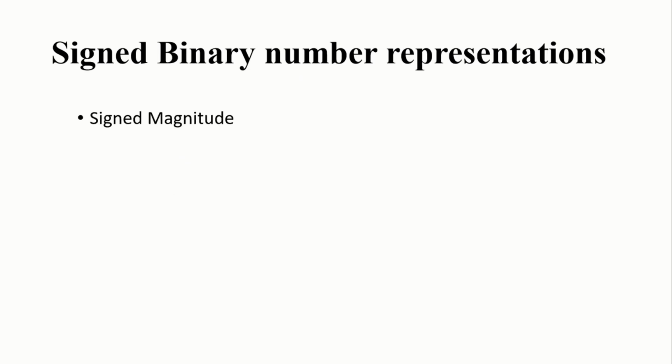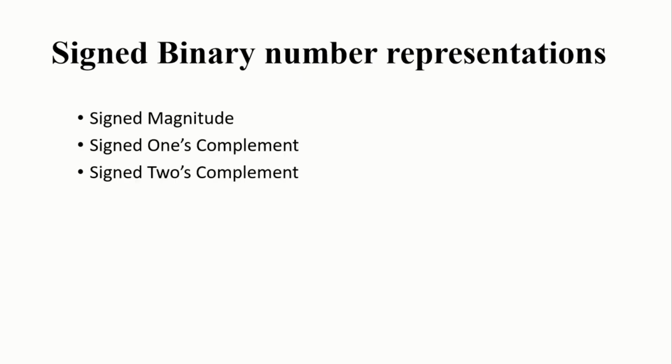Then how do we represent negative numbers in binary form? Well, there are many ways of representing signed binary numbers. The most popular among those is 2's complement form. In 2's complement form, positive numbers are represented exactly the same as unsigned binary numbers. So in this case, positive 3 is represented as 0011.